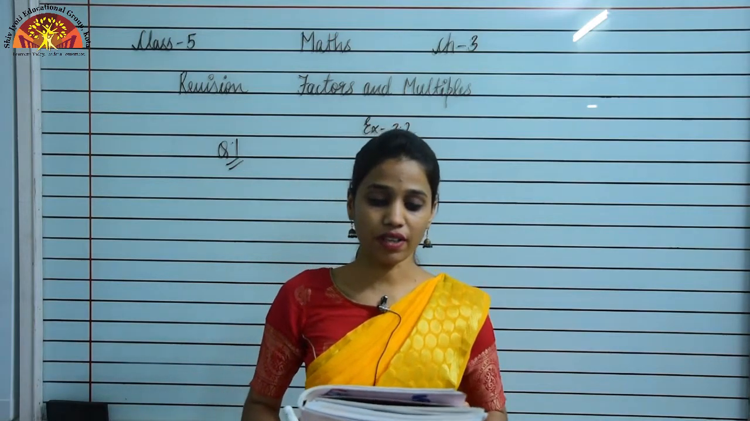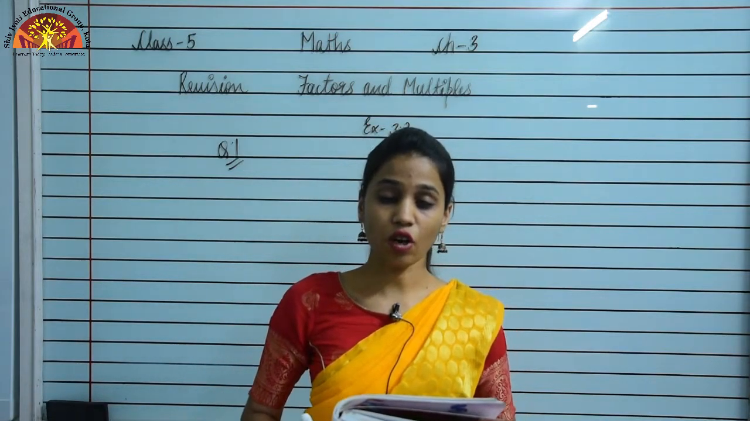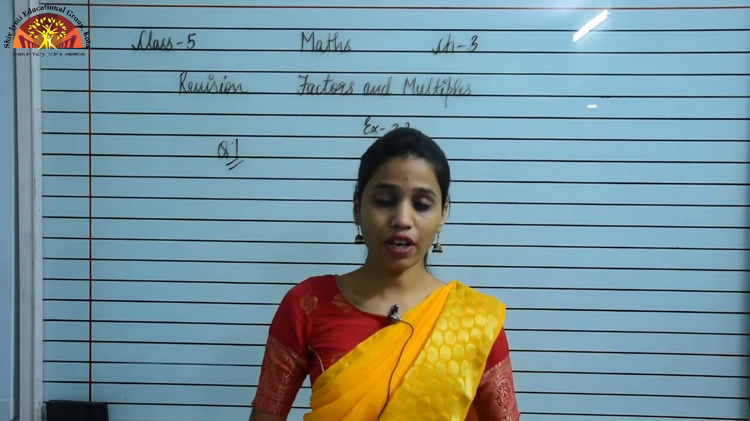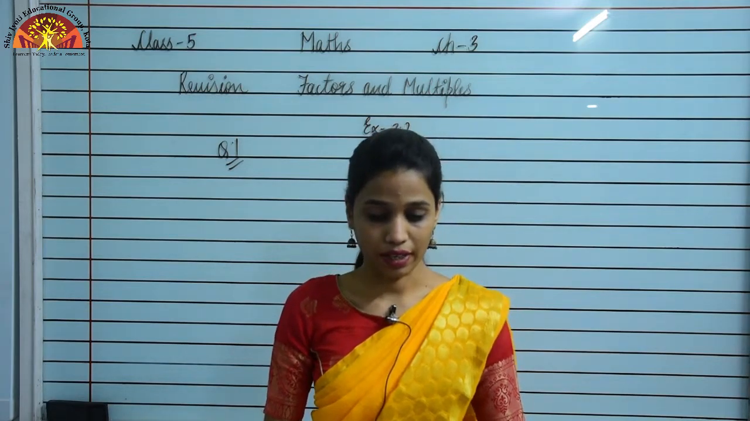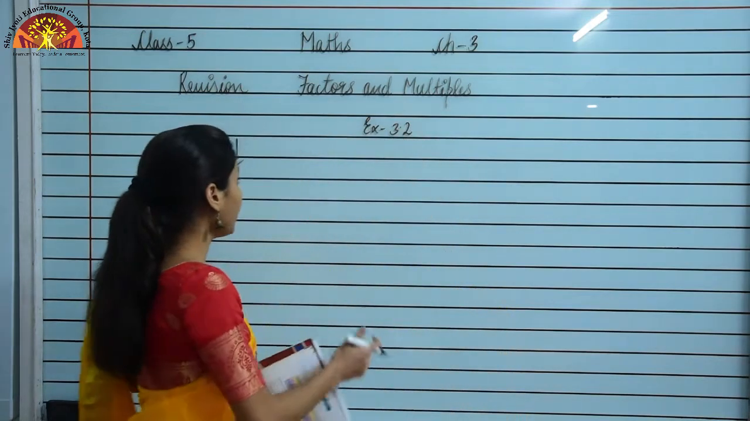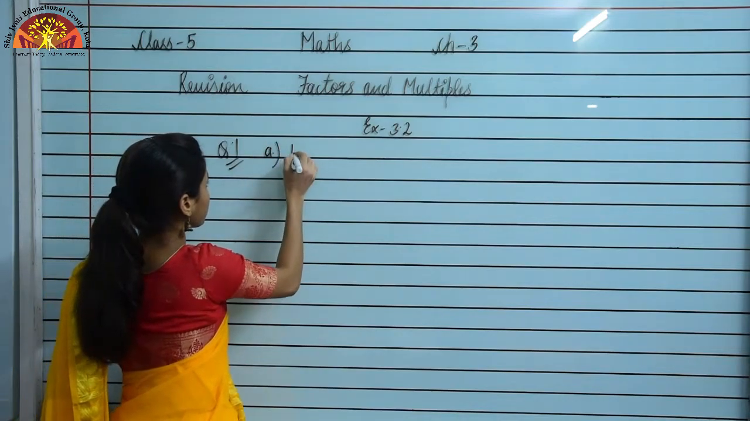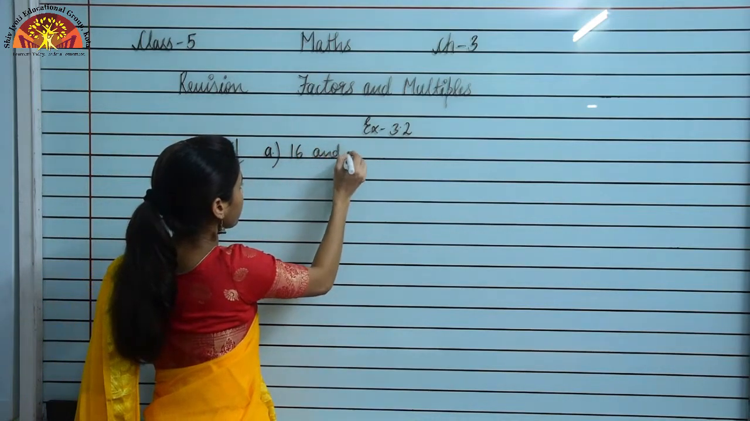Now question number 1 is, which of the following pairs are co-prime? Now we have to find which of the following pairs are co-prime. Now first of all let me tell you what are co-prime numbers. Two or more numbers are said to be co-prime if the common factor between them is only 1. Now let us see A part. Now A part is 16 and 21.